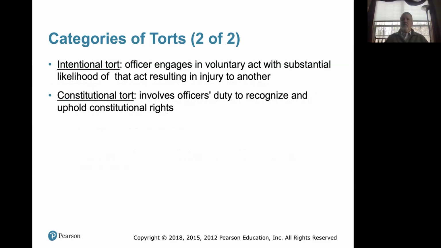And then we have this unusual kind of tort that really only applies to the police officers, which is a constitutional tort, where the officer has a duty to recognize that a person has a constitutional right. And because they have the constitutional right, the officer has an obligation to protect that right. And if they don't, then the police could be liable for a violation of someone's constitutional rights.